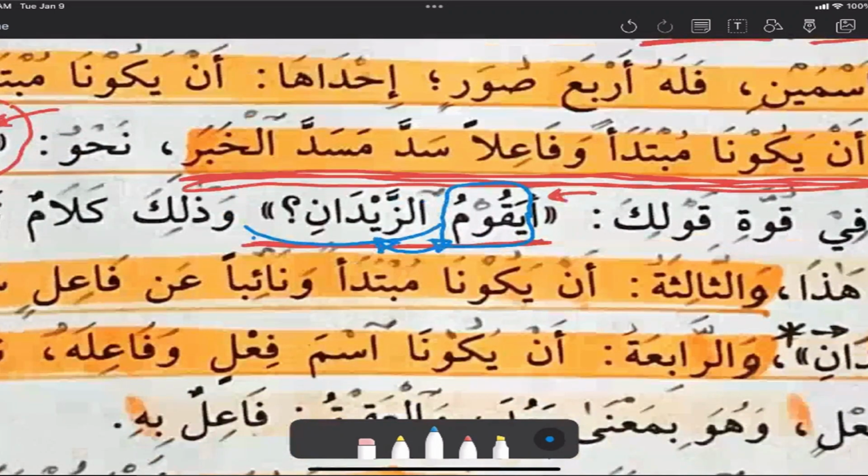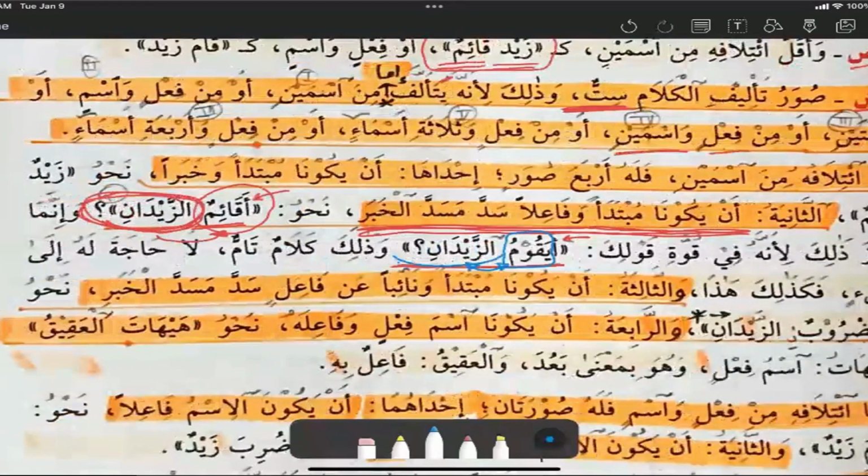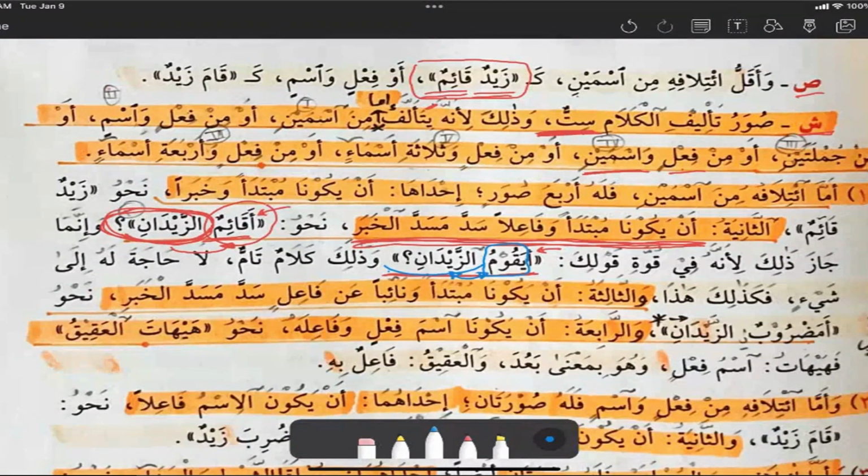So this sentence is clear if you understand a little bit of Arabic. Ayaqumu Zaidan. There, Hamza is for asking. Yaqumu is the verb. Zaidan, the two Zaids, that's the subject of the sentence. Are the two Zaids standing? So when you said Aqa'imun Zaidan, it means Ayaqumu Zaidan. But qa'im is not a verb, it's a nominal. وَذَلِكَ كَلَامٌ تَامٌ. And that, أَيَقُومُ زَيْدَانِ, that's complete speech, or what they would call a complete thought.